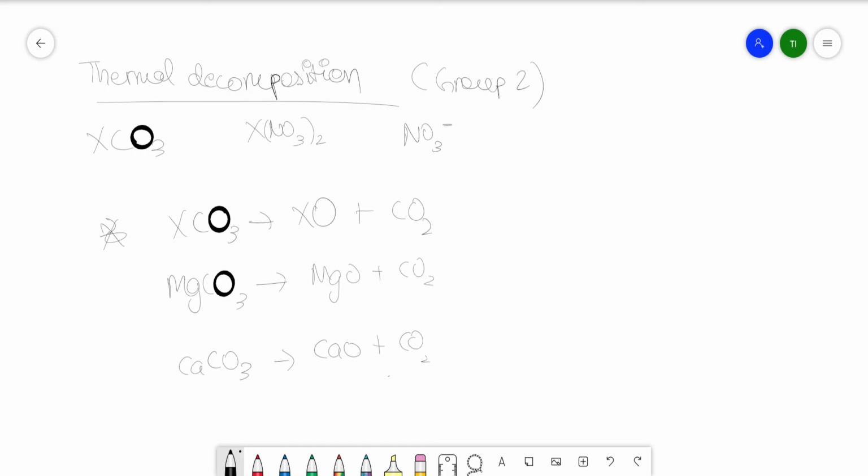And the observations for this reaction would be a white solid remains, and because there is a gas formed, effervescence, right? That's what's observed. And well, that's pretty much it about thermal decomposition of group 2 carbonates. There's not much to it. And the thermal stability we'll talk about next.